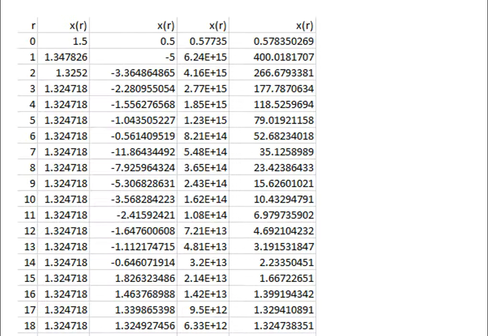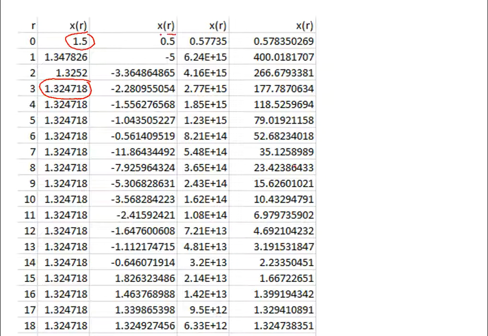Now in this spreadsheet we've worked out the iterations for the Newton-Raphson method using 4 different start points. In the second column, with a start point of 1.5, this is what we did before on the calculator, and once again we've got the value of 1.324718 to 6 decimal places, which isn't changing after x3.